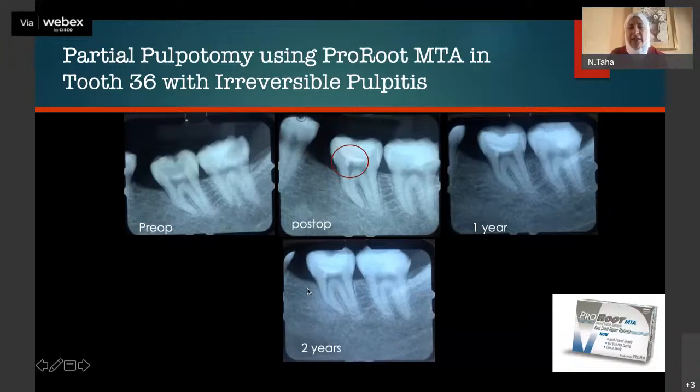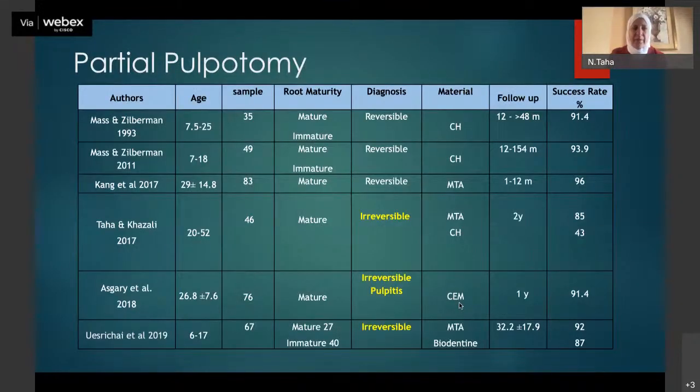I want to highlight that it's not enough that the tooth is asymptomatic. This table is quoted from my paper in 2020. You can always look at it. I highlighted here this study by me and my postgraduate students. We looked at mineral trioxide aggregate versus calcium hydroxide in diagnosis of irreversible pulpitis in mature teeth. Over 2 years, we had a success rate of 85% for partial pulpotomy in irreversible pulpitis using MTA, compared to 40% with calcium hydroxide, and the difference was statistically significant.